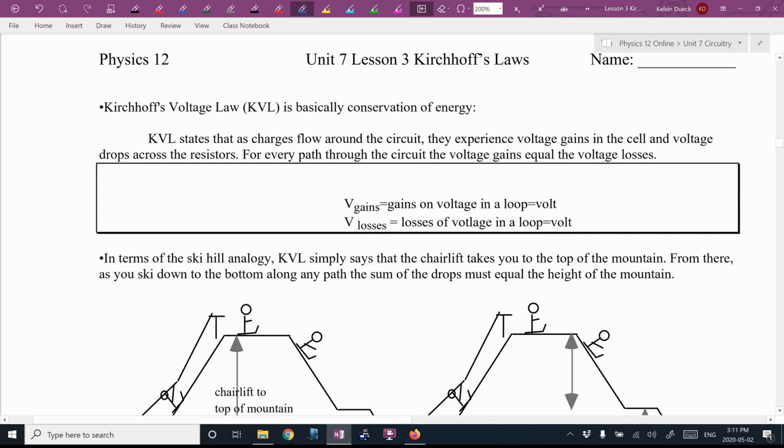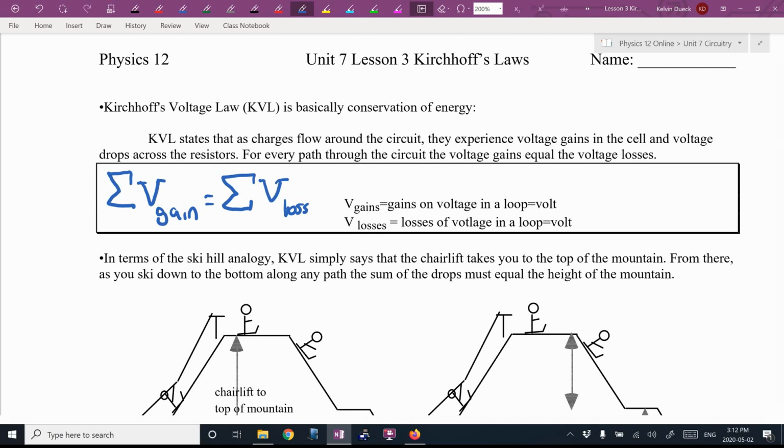Say what? Mathematically, we say this. The sum of all the voltage gain has to equal the sum of all the voltage lost. And since voltage is energy per coulomb, what we're really saying is you can't gain or lose energy in a circuit.